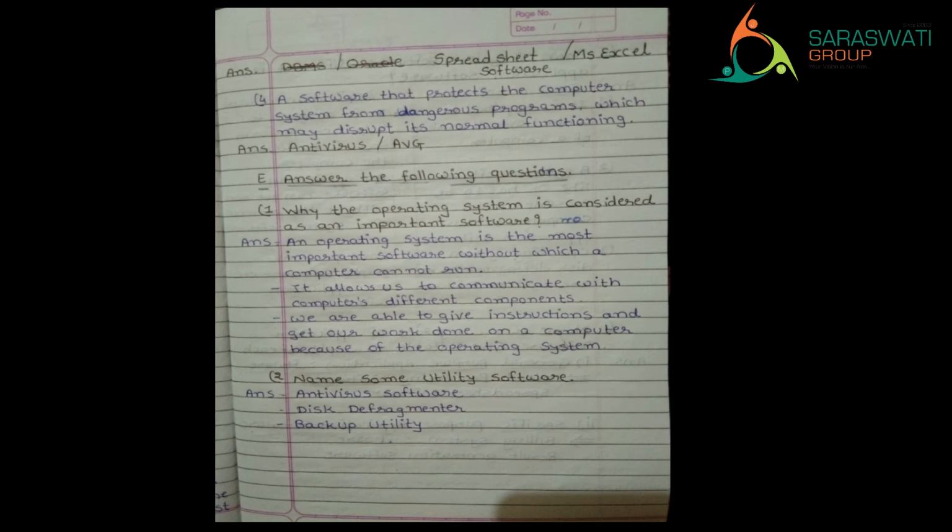Okay, now the fourth one. A system software that protects the computer system from dangerous programs which may disrupt its normal functioning. Disrupt means disturb, right? So who can disturb the programs in a computer? Yes, virus. So to protect the computer, which type of utility software can be used? Yes, the name of that software is AVG and the type of software is antivirus, right?